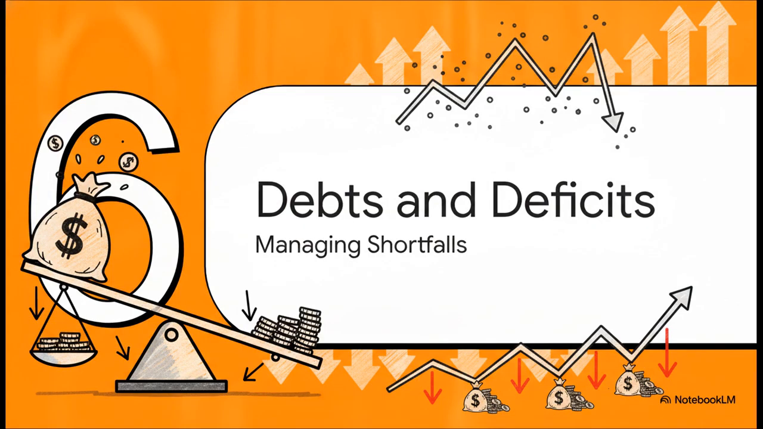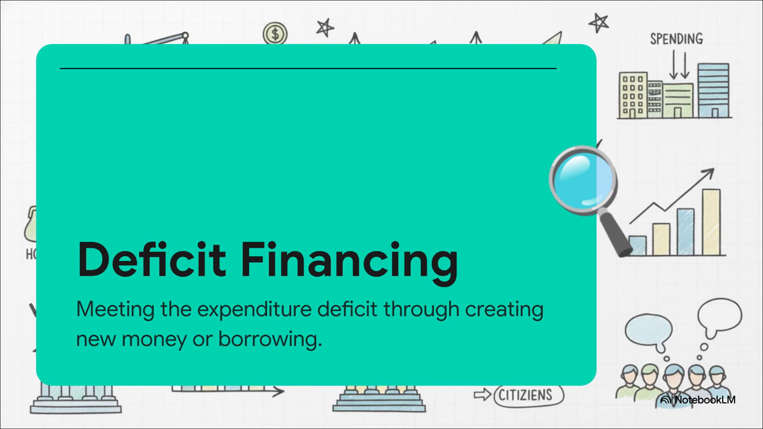Section 6. Managing debts and deficits. Okay, so what happens when a government wants to spend more money than it actually takes in? That creates a gap. To cross this gap, governments utilize something called deficit financing. This just means they meet the shortfall either by borrowing money from the public and financial institutions, or, in some very specific scenarios, by actually printing new money.